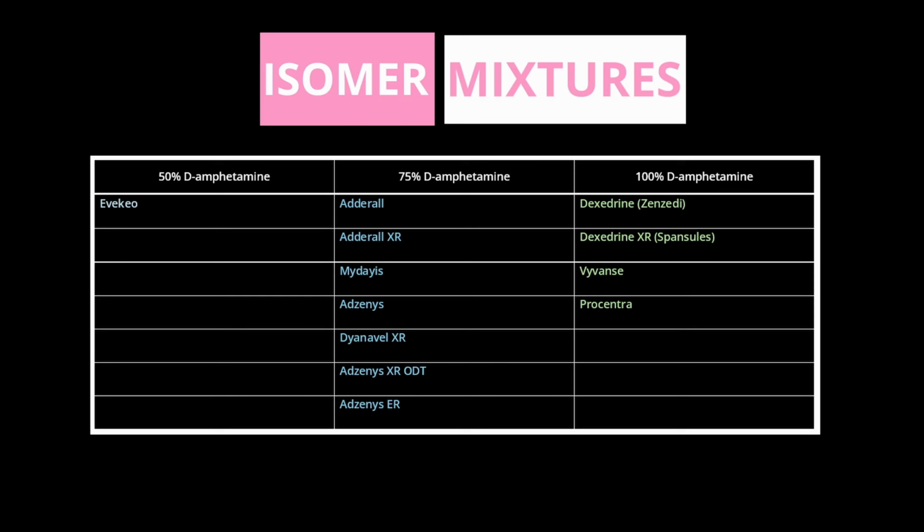You can get an isomer mixture that contains 50% D-amphetamine, and that's brand name Evekeo. Then there are the amphetamines that contain 75% D-amphetamine. So this includes Adderall, Adderall XR, Mydayis, Adzenys, Dyanavel XR, Adzenys XR-ODT, and Adzenys ER. In the next section, we'll learn the differences between these medications. Then there are the amphetamines that are 100% dextroamphetamine. These include Dexedrine, or brand name Zenzedi, Dexedrine XR, which is also called Spansules, Vyvanse, and ProCentra.